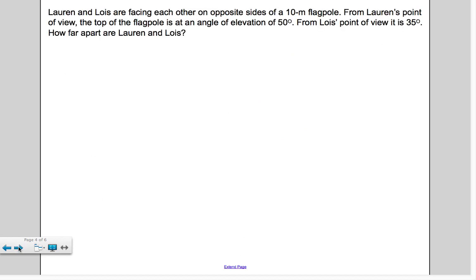So let's look at a problem. Lauren and Lois are facing each other. So write this down. The nice thing about writing down the actual problem is you can start thinking about it as you're writing it down. What do these words actually mean? They must have some meaning.